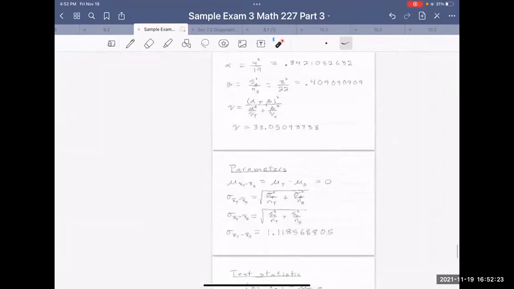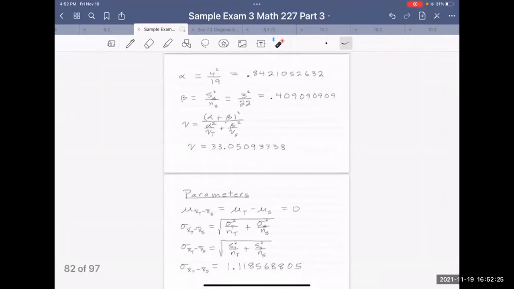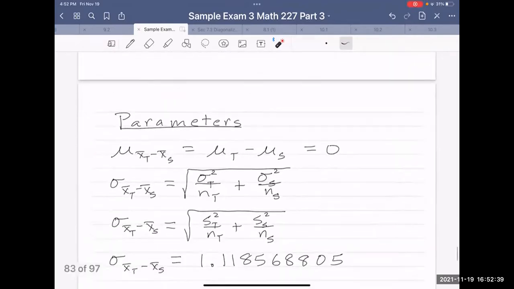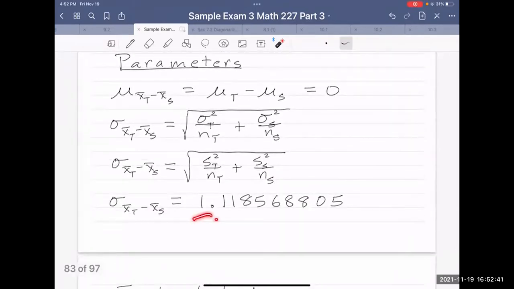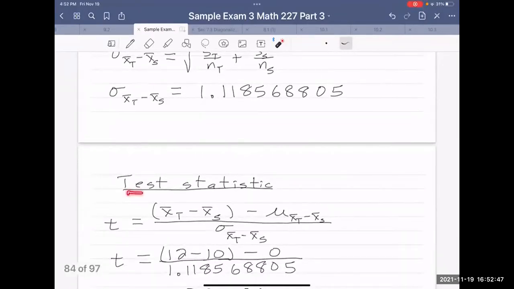Well, this is just alpha, and this is beta. So we'll just do alpha plus beta, and then take its square root. And so I get 1.118568805. So let's determine my test statistic.